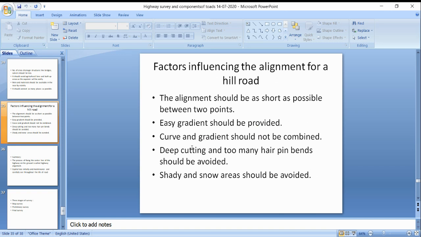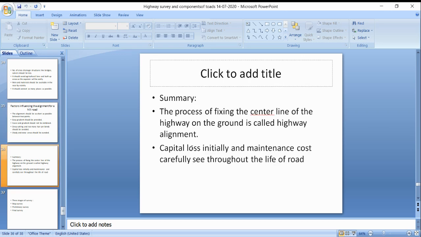And for the hilly area we have seen that an easy gradient should be possible, and curve and gradient should not be combined. If gradient and curve are there together, we have to see the alternate route. Deep cuttings and too many hairpin bends are also to be avoided in hilly areas. Shady and snow areas should also be avoided, because where there is more shade and a lot of snow, those cause accidents. So those places we have to avoid at the time of the alignment.